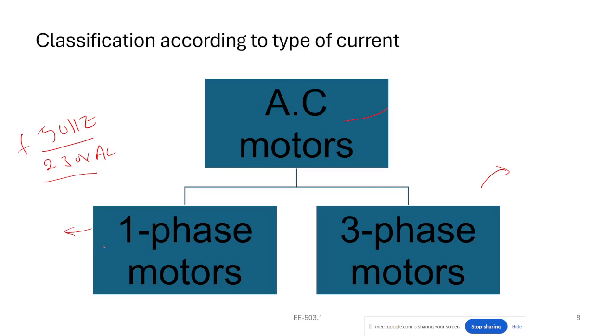In three phase, depending upon the working field, there is another classification. In three phase we have the slip ring induction motor, SRIM, and the squirrel cage induction motor. Depending upon construction, there are two types: slip ring and squirrel cage.